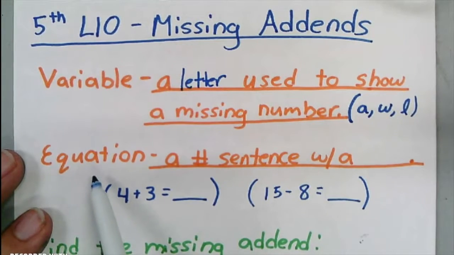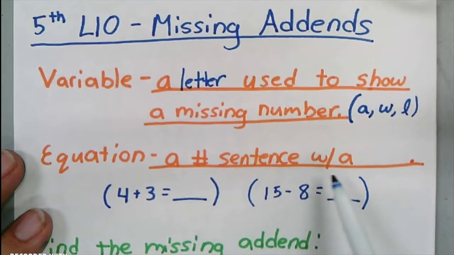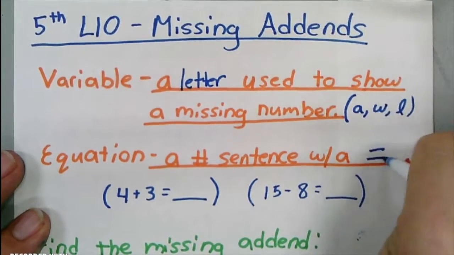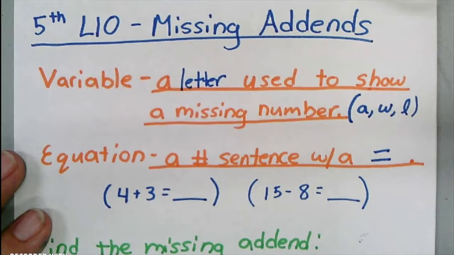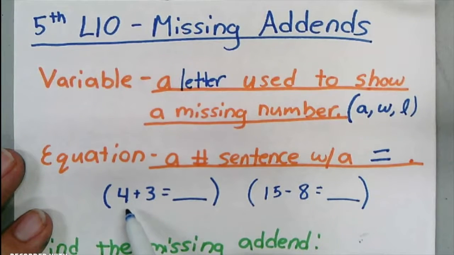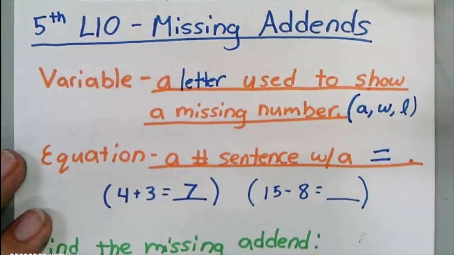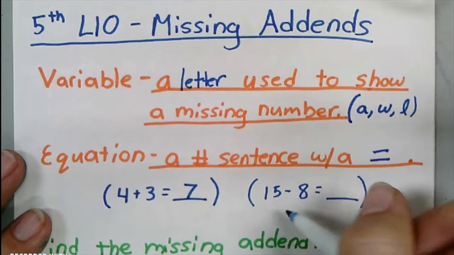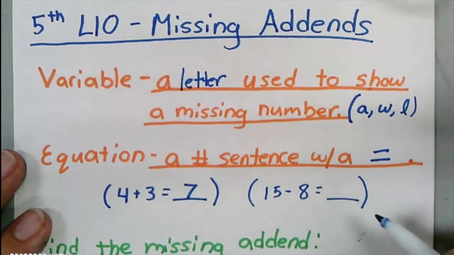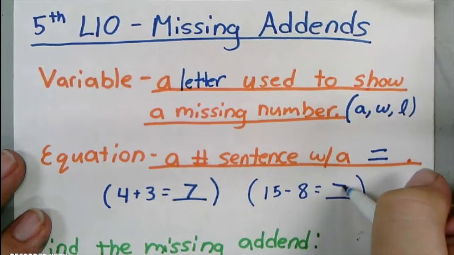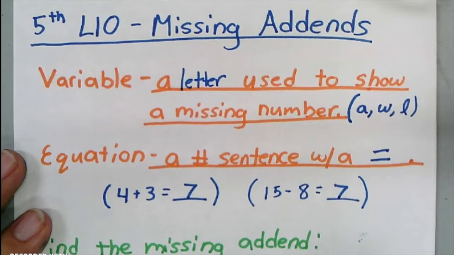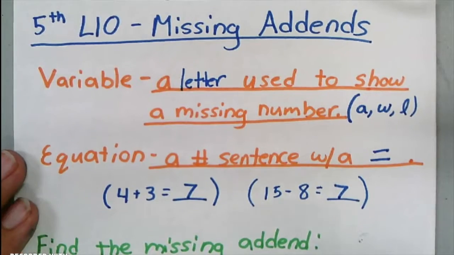Okay, an equation is a number sentence with an equal sign. If it has an equal sign, then it is an equation. So here are 2 equations. Let's fill them out. 4 plus 3 equals 7. This whole thing is considered an equation because it has an equal sign. 15 minus 8 is 7. There's another equation for you.